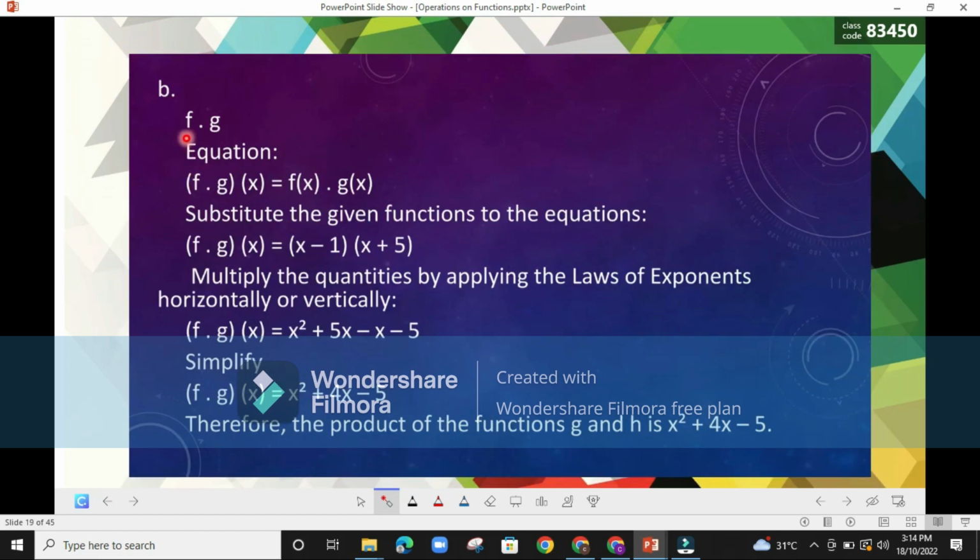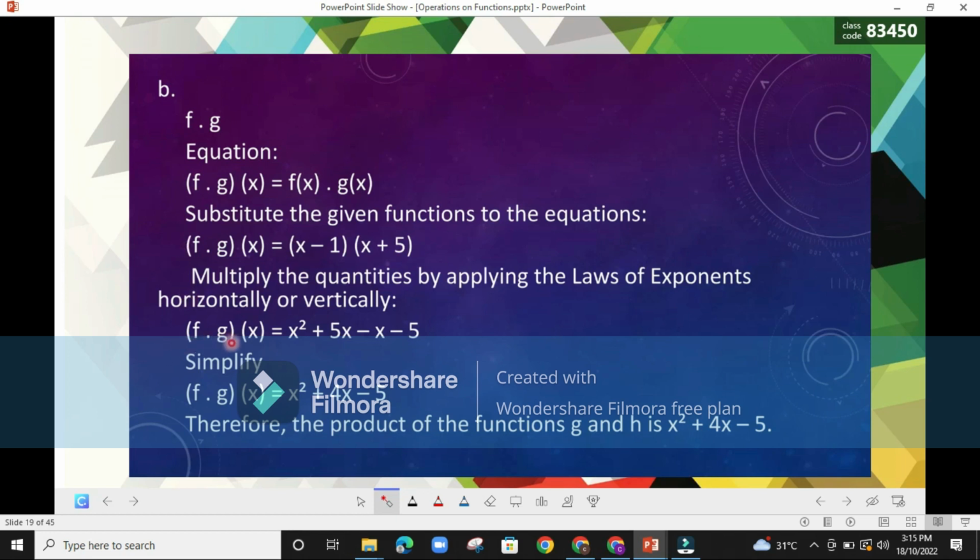The product of the functions f and g. So we have here f times g of x is equal to f of x times g of x. Substitute the given functions to the equations. We have f times g of x is equal to the quantity of x minus 1 times the quantity of x plus 5. Now you have to multiply the quantities by applying the laws of exponents horizontally or vertically.